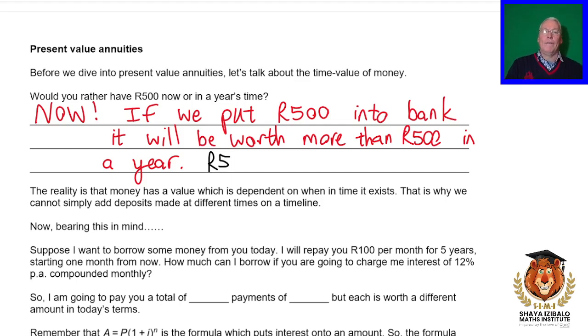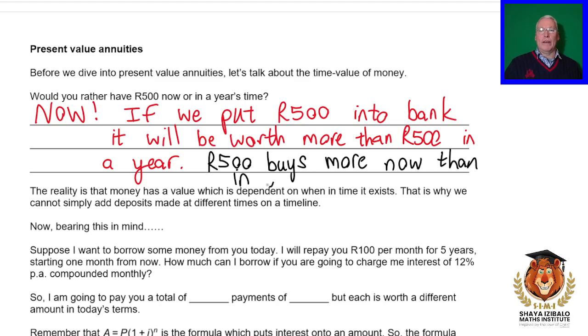500 Rand now buys more now. You can get more stuff, whether it's bread or milk or whatever it is. 500 Rand will buy more now than in a year's time. So you're actually going to get more for 500 Rand now than you'll get in a year's time, and that is because of inflation. Things are getting more expensive.